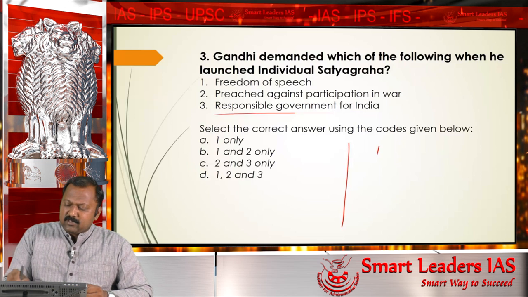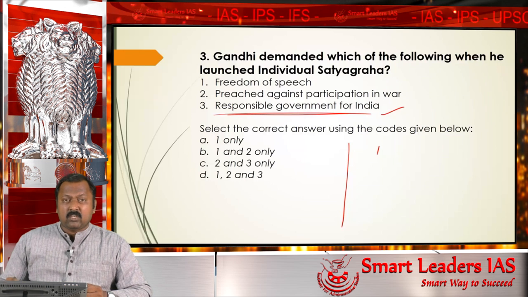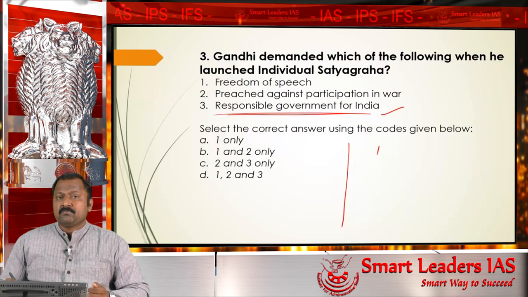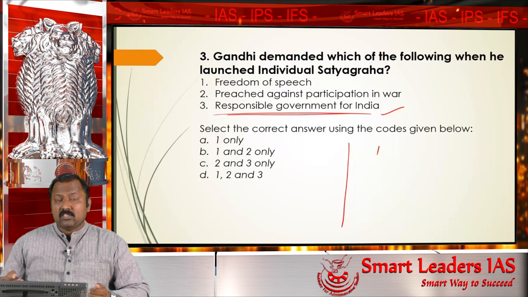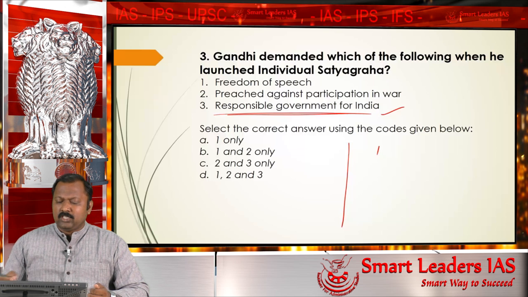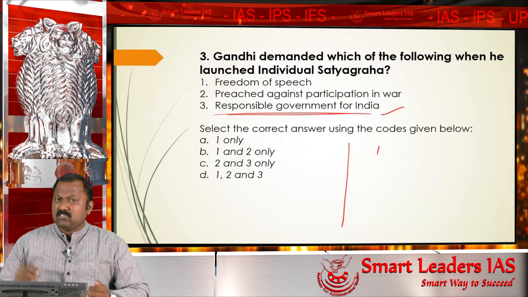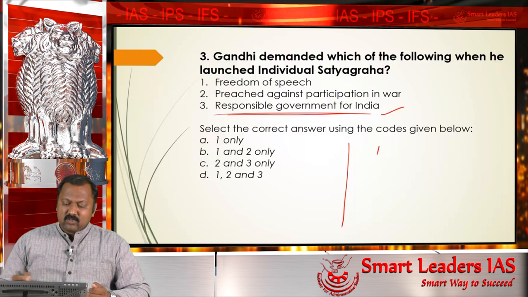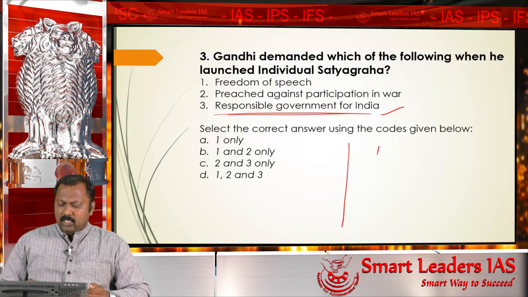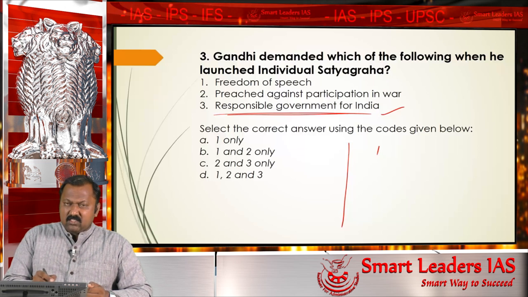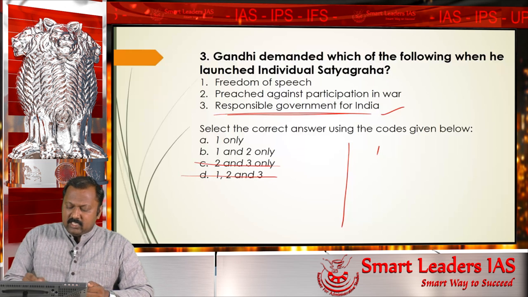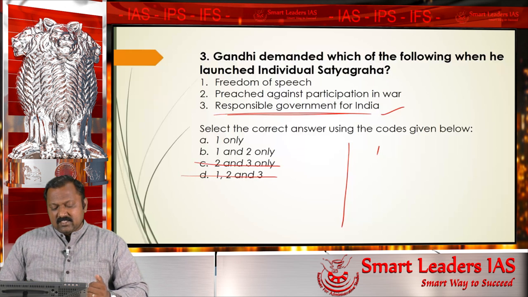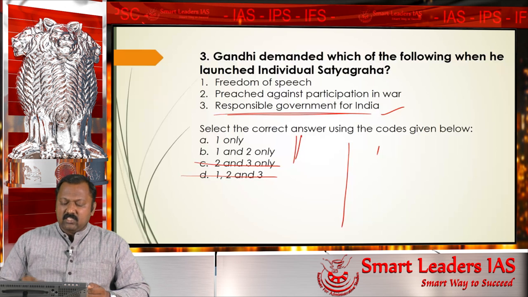This aspect of responsible government for India had long been withdrawn, because in 1929 we launched a resolution called the Purna Swaraj resolution, wherein we demanded only Purna Swaraj. So in this case 3 is wrong, that we all know. Those choices where 3 appears, you can directly eliminate. So D is not the answer, C is not the answer. The answer can be either 1 or 2.